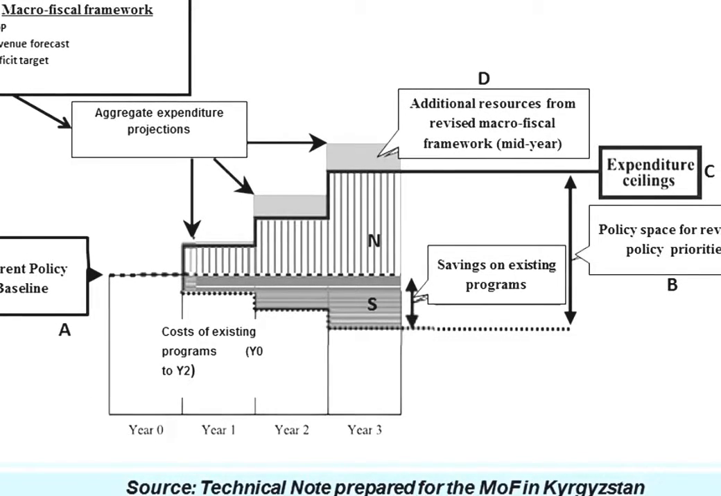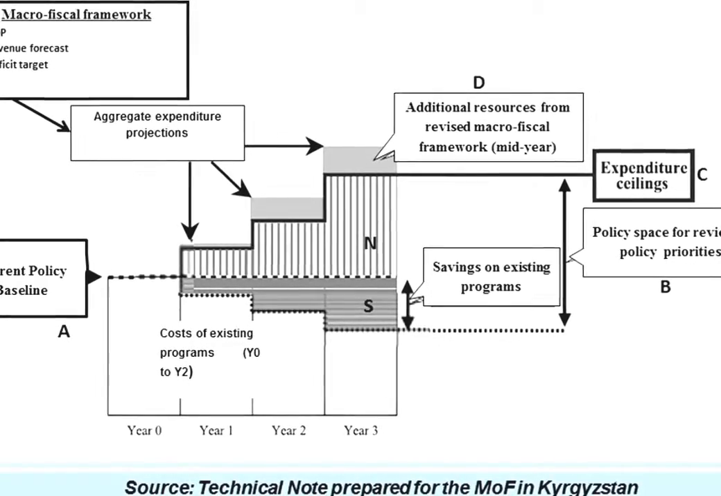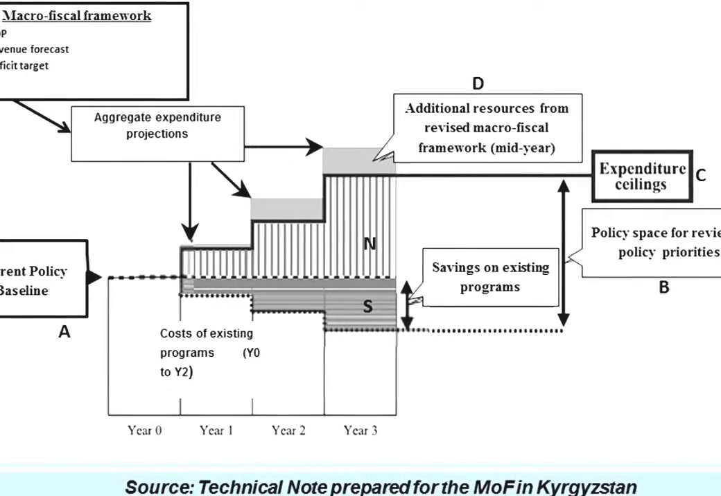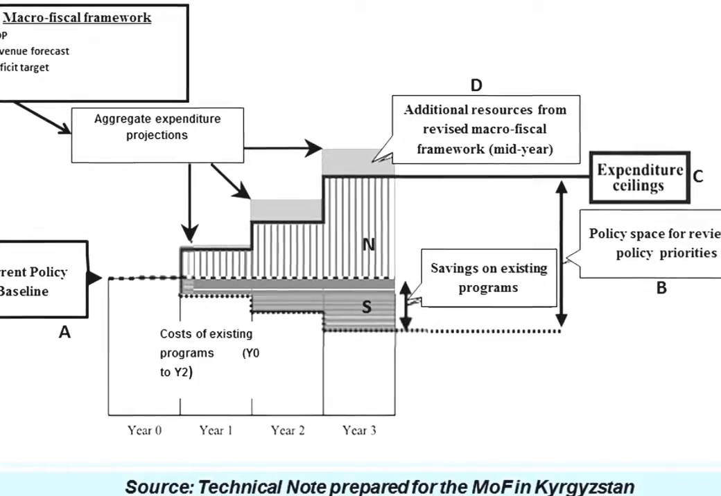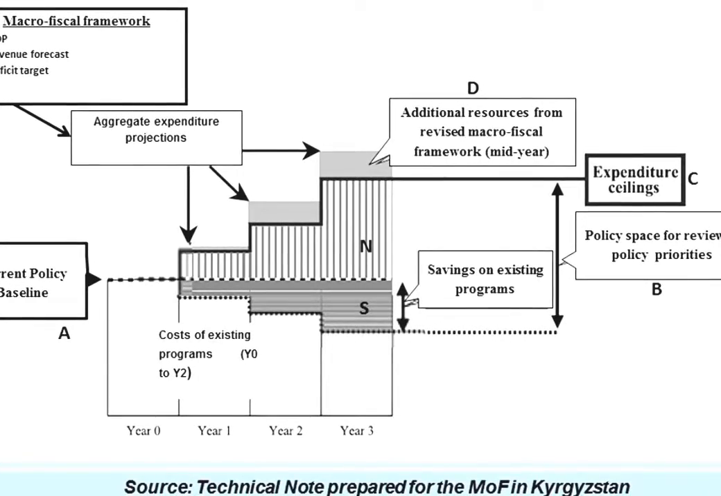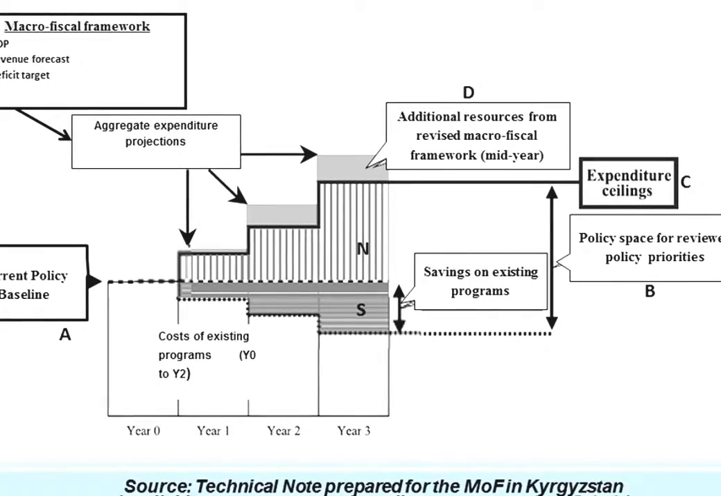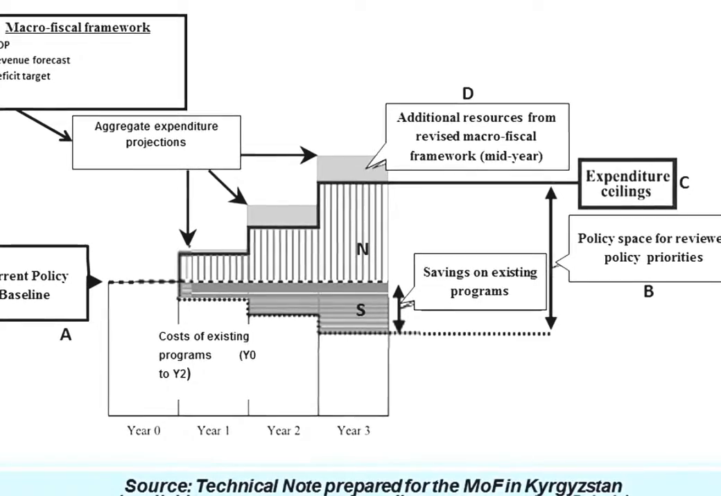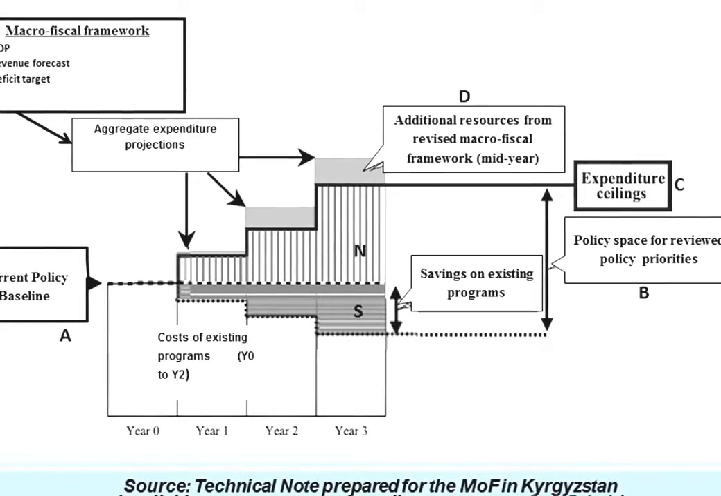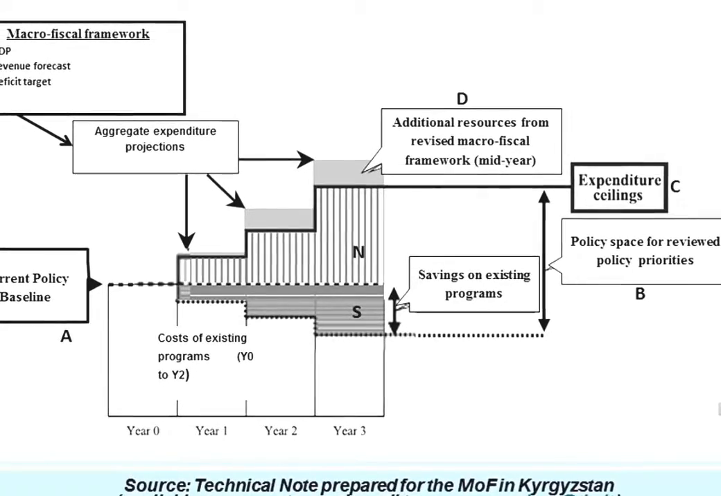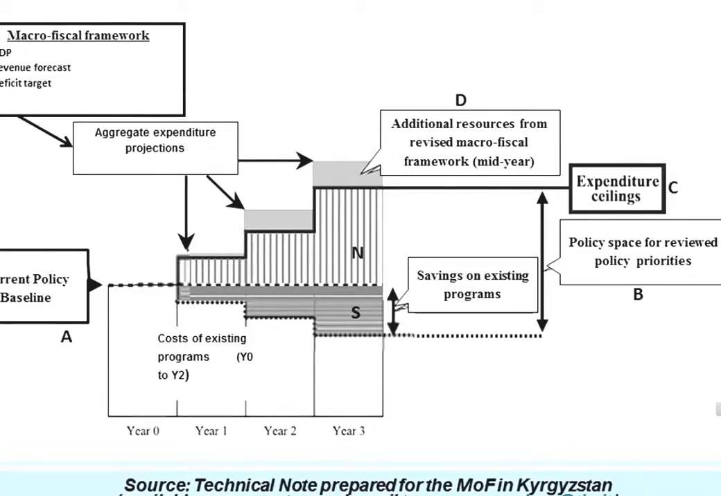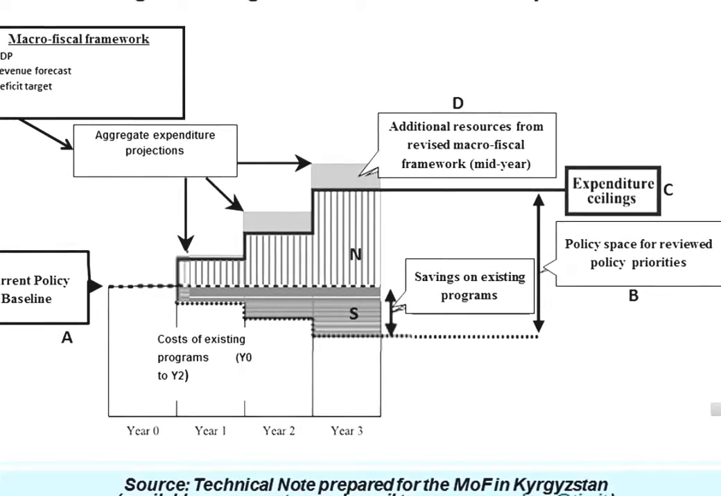This slide presents a visualization of the above steps. It starts with a macro-fiscal framework that defines the aggregate expenditure projections. These projections are expanding, in our example, over the current policy baseline, letter A in the graph. The current policy baseline represents the cost of existing programs as defined in the previous year.